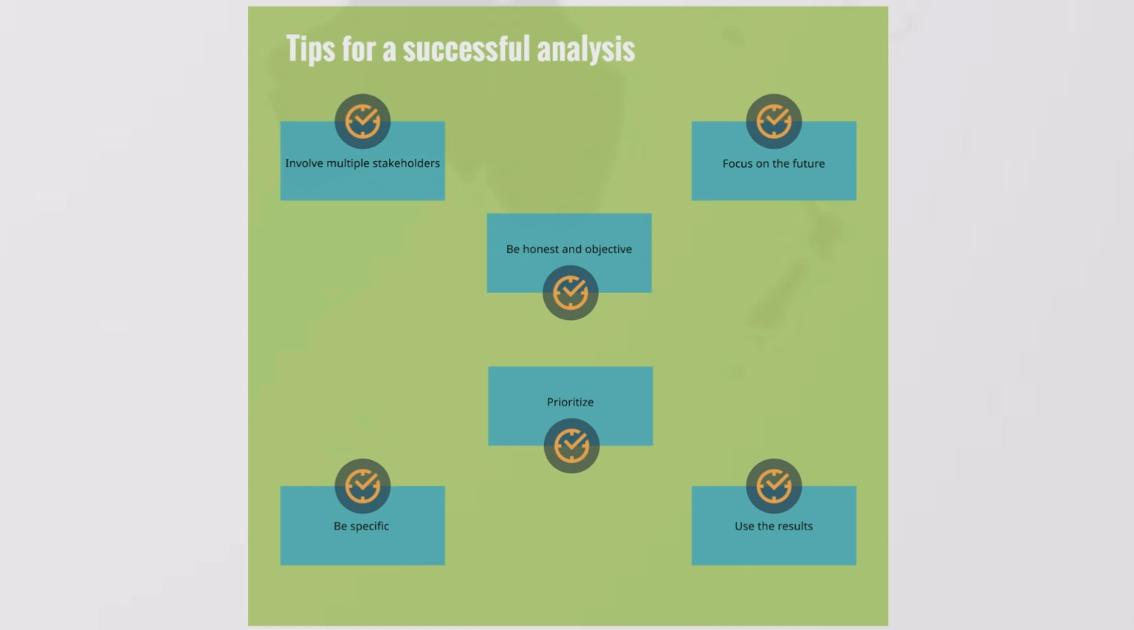Tip number 4. Prioritize your findings. Not all strengths, weaknesses, opportunities, and threats are created equal. Focus on the ones that are most relevant and impactful to you and your goals. Tip 5. Be specific. Vague or general statements are not very helpful in a SWOT analysis. Make sure you are specific and detailed in everything that you conduct.